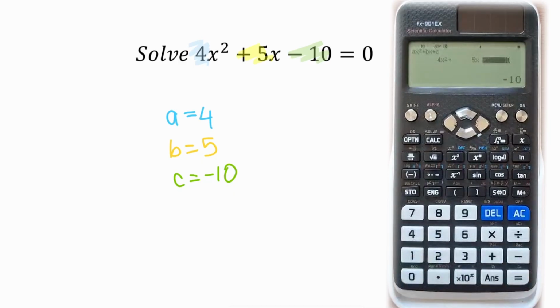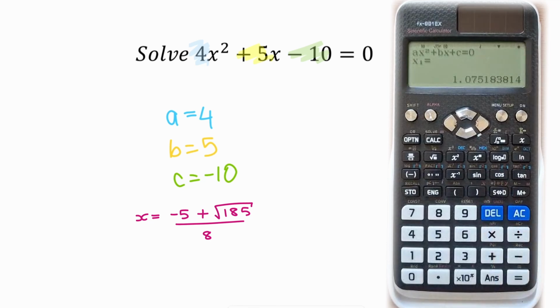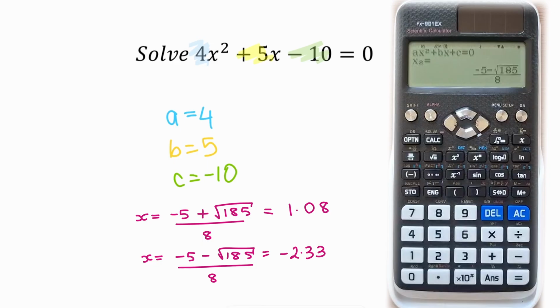And that gives us a final answer of minus 5 plus root 185 over 8. And if we want that value as a decimal, we can just press the SD button, and that gives us the answer as a decimal of 1.08. We can then press the equal button again to get the second value, which is minus 5 minus root 185 over 8. And if we want that as a decimal as well, we can press the SD button, and that gives us an answer of minus 2.33.